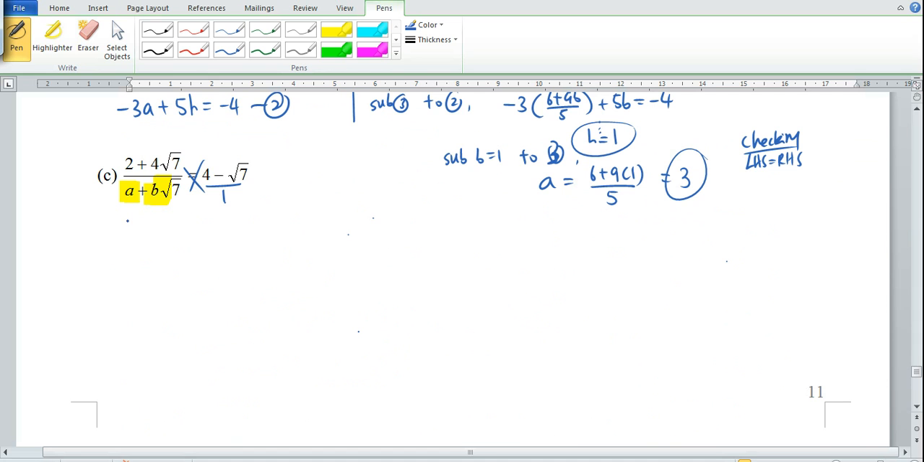So I will have A plus B square root 7 multiplied with 4 minus square root 7, which is equal to 2 plus 4 square root 7 times 1, which is just 2 plus 4 square root 7. So notice how I cross multiply, and here we go again. We end up with the same format as part A and part B. So once again, it is about expanding the brackets.